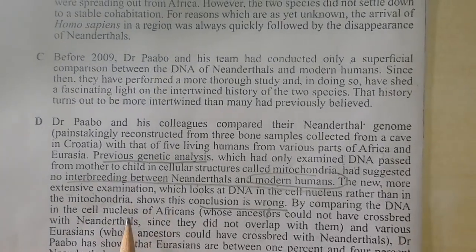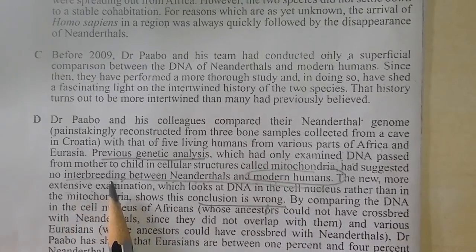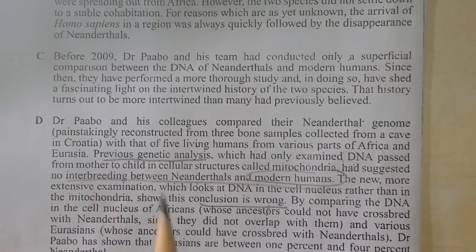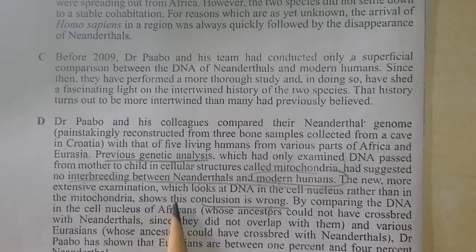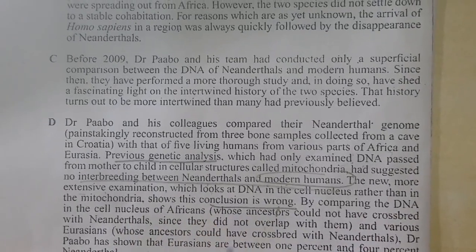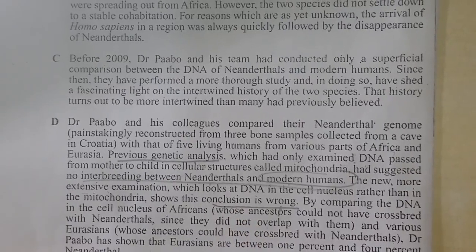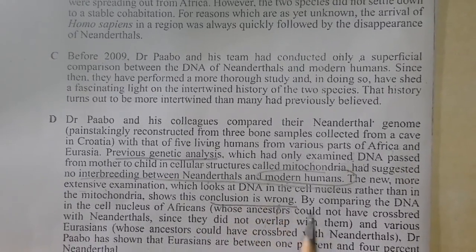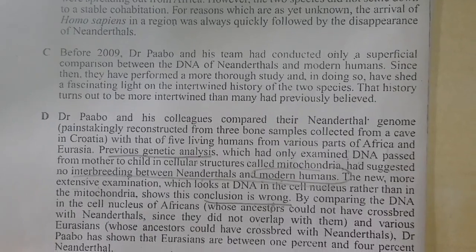So here he is saying no interbreeding. Still, I gave the answer interbreeding, because in the next lines it is clear that the extensive examination which looks at the DNA means there was interbreeding between both groups. We are saying the earlier conclusion is wrong. From here we got the first one.